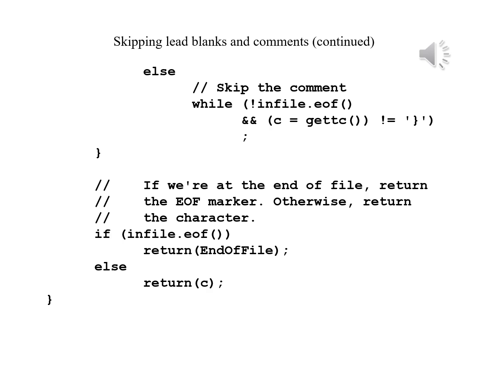We'll keep reading as long as we know we haven't found the end of file marker, and at the same time until we have found the closed brace. If we get to this point and we are at the end of file, we'll return the end of file marker. Otherwise, we will return the first non-whitespace character outside of a comment that we found.